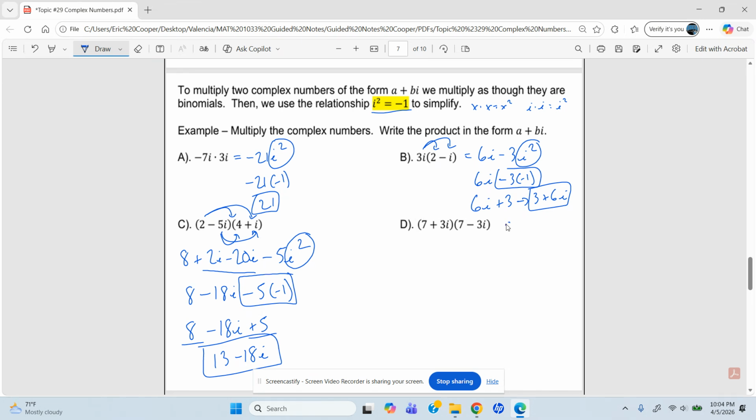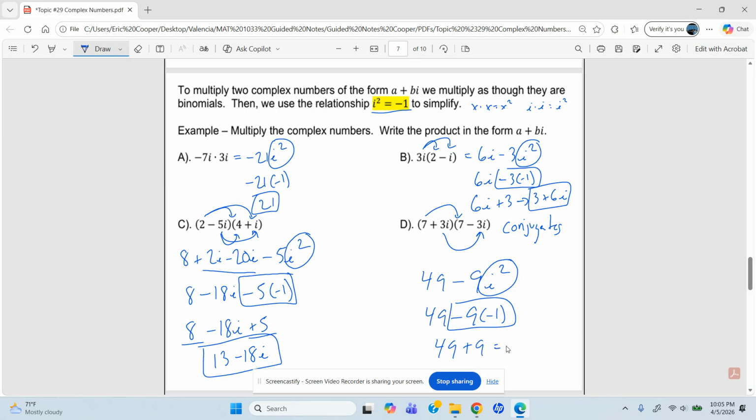Finally, for D, we can recognize these are conjugates. And we can use our same tricks we've always seen with conjugates. We're going to multiply the first by the first and the last by the last. 7 times 7 is 49. 3i times negative 3i, positive times a negative is negative. 3i times 3i is 9i squared. But again, i squared is going to become negative 1. So it's 49 minus 9 times negative 1. I'm going to multiply this as negative 9 times negative 1. So we have 49 plus 9, which comes out to 58.